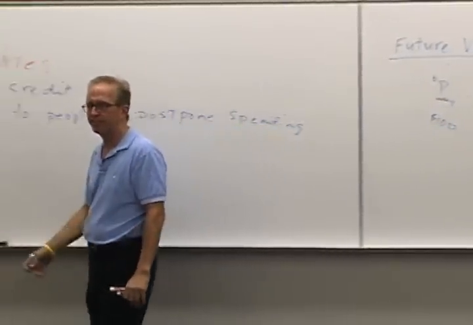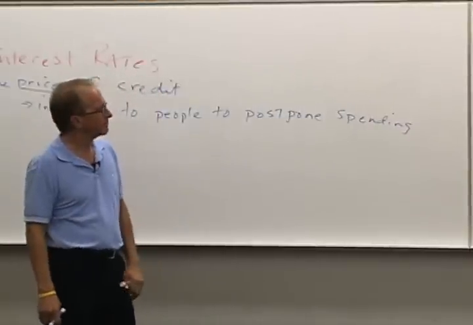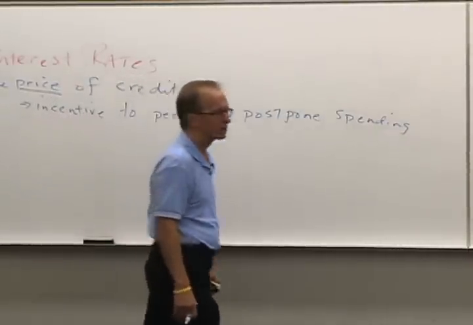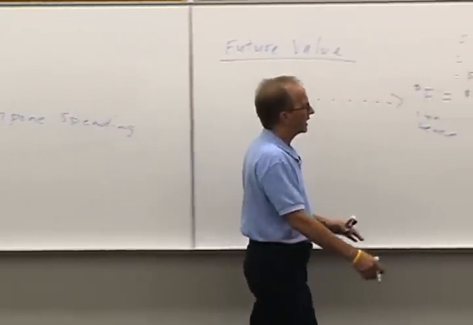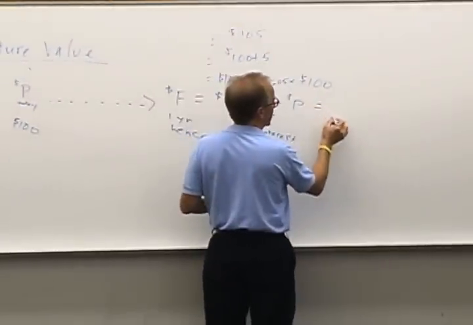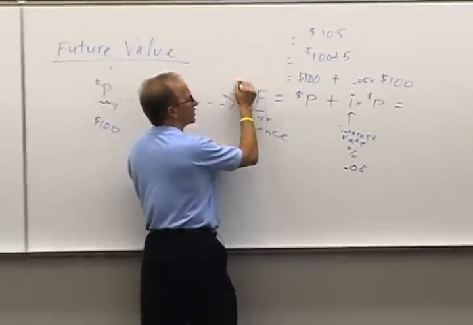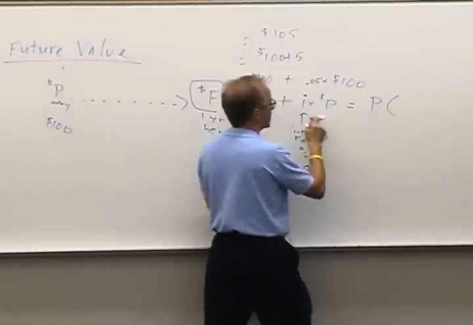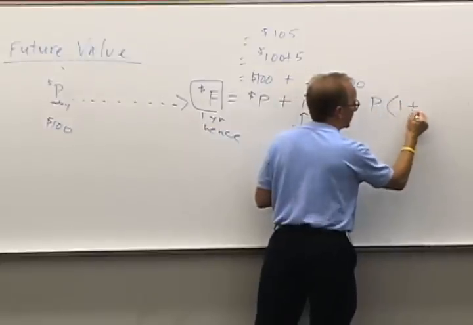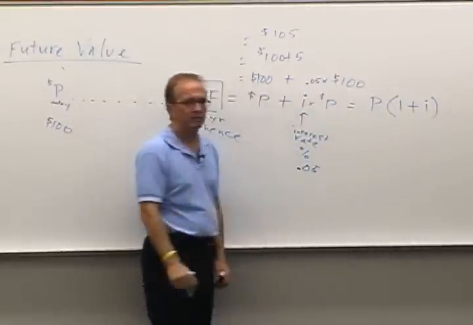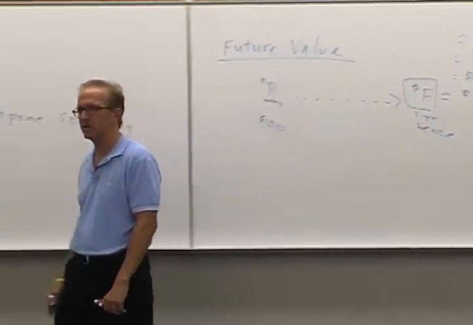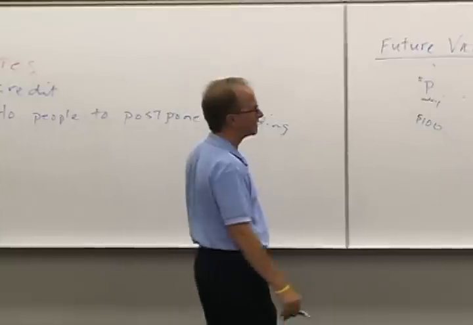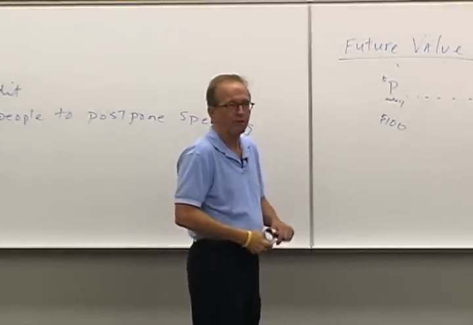Everybody with me on that? That's kind of simple, right? And by the way, I could factor a little bit here, and then it would look like this. My F dollars, how much I would have in the future, equals P times 1 plus I. Now, I've taken that dollar sign out of there just because we don't need that forever. Okay? Pretty straightforward, right?